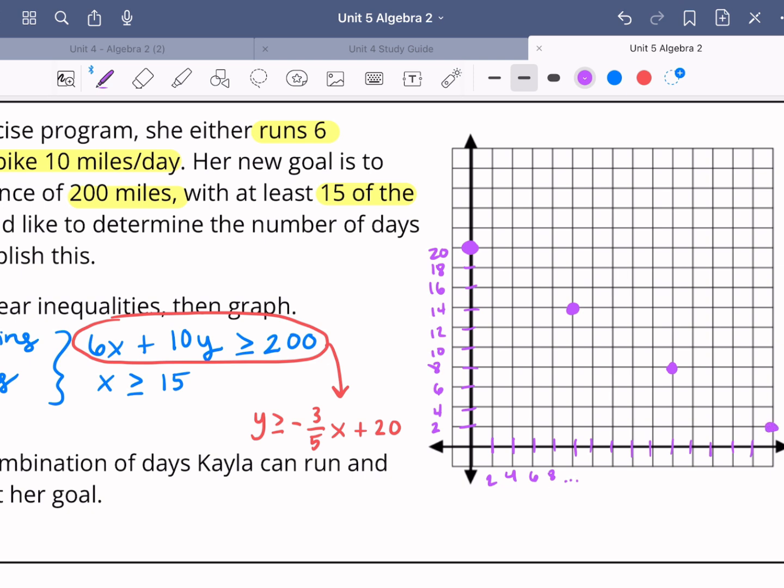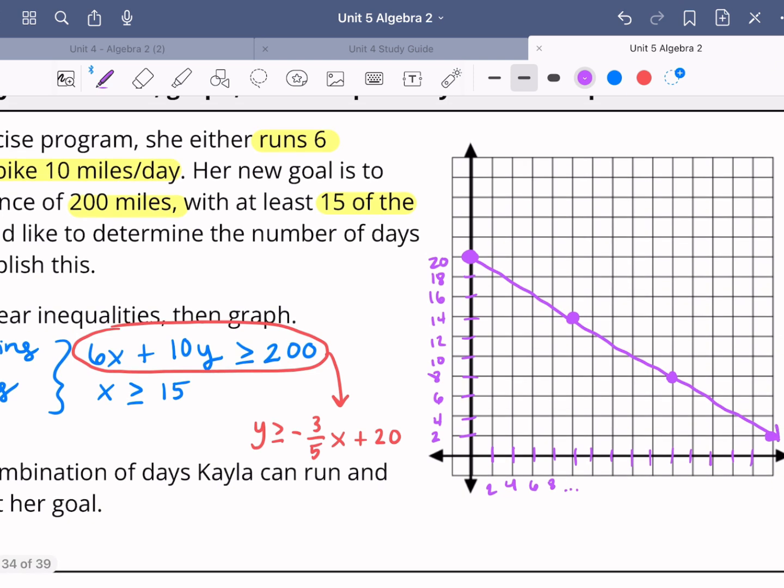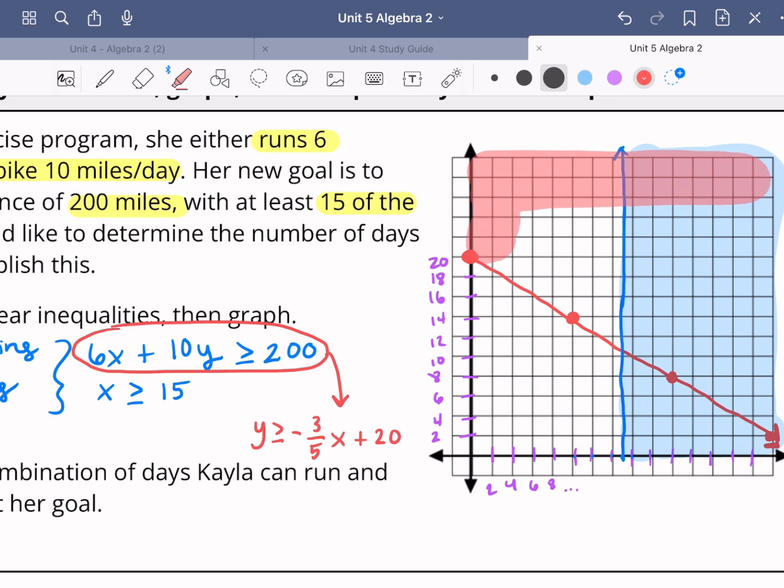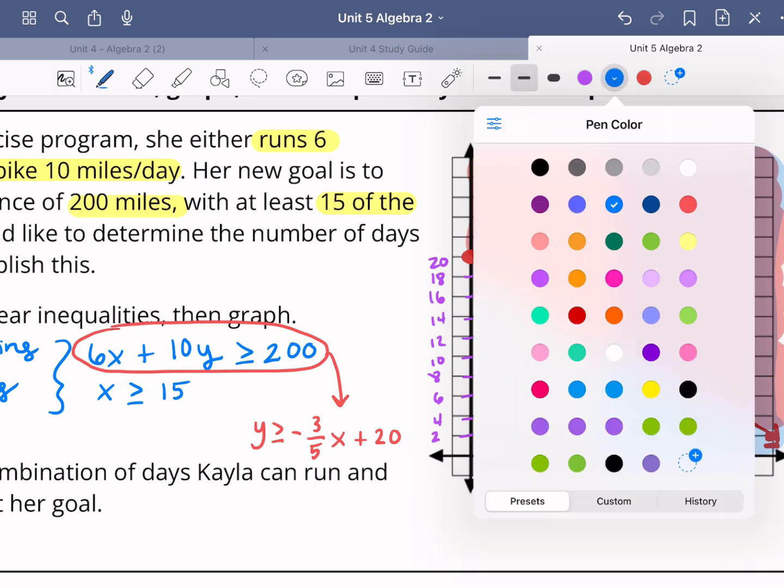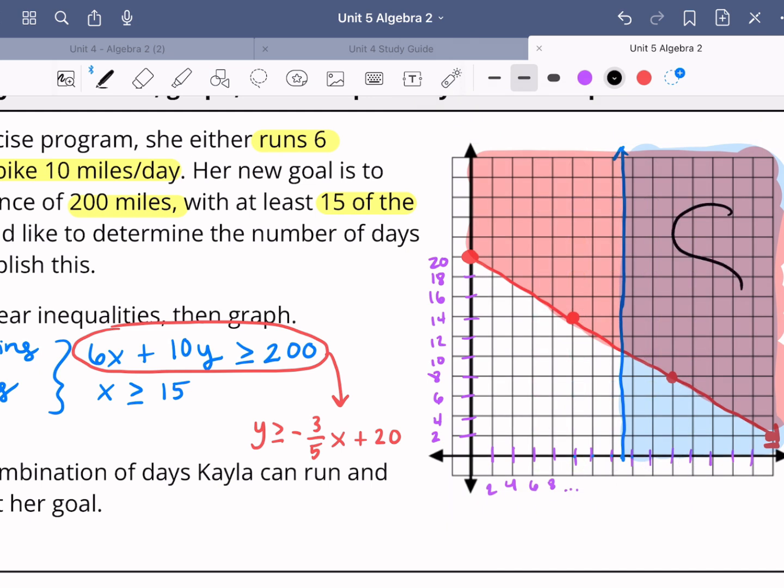So here is the line representing total miles that she's run based on days. Now I'm going to do the one that's x is greater than or equal to 15, and this one is greater than as well. So because it's vertical, we're going to shade on the right. There is no above or below in this case. Now we're going to do the shading on the red since I accidentally skipped that. Shading above the red.